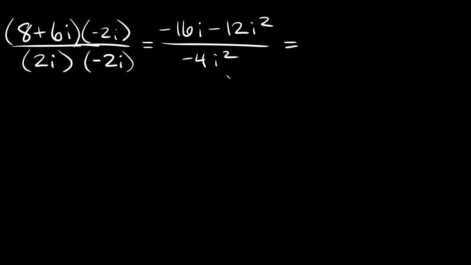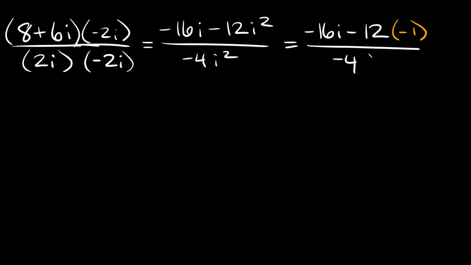Okay, great. So now that we multiplied these together, again, the last thing we have to do is just replace our i squared terms. So here on top, we're going to get negative 16i minus 12 times i squared, and remember i squared is equal to negative 1, and that's going to be over negative 4 times i squared, so we'll plug in negative 1 right there also, all right? So here, let's see, on top we're going to get negative 16i plus 12 over positive 4.